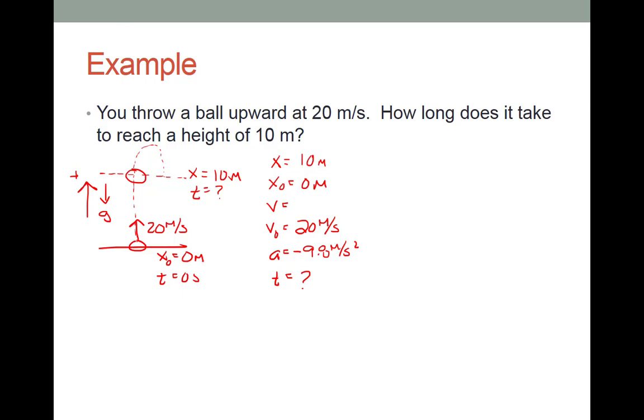That concludes this part of Unit 3. In the next part, we're going to look at graphing. What does all this look like from a graphical perspective?